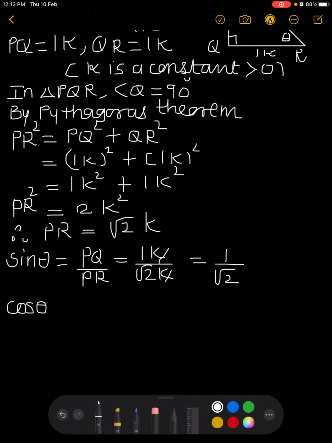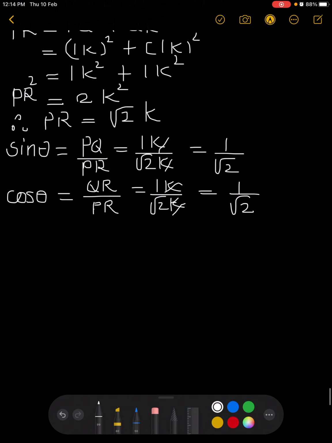The next ratio is cos theta. We divide neighbor side QR and hypotenuse PR, 1K and the hypotenuse root 2K. We divide K and it becomes 1 upon root 2. After completing answer number 3, let us proceed further in this video for further answers also. In the table, fourth example is sin theta is given 1 upon 2. Find out other ratios.